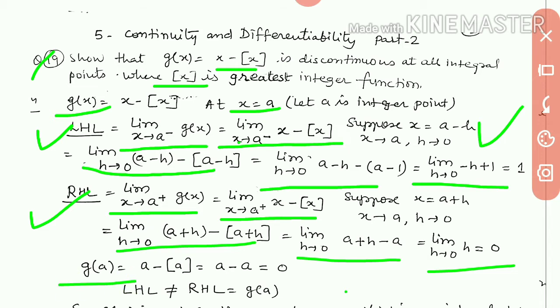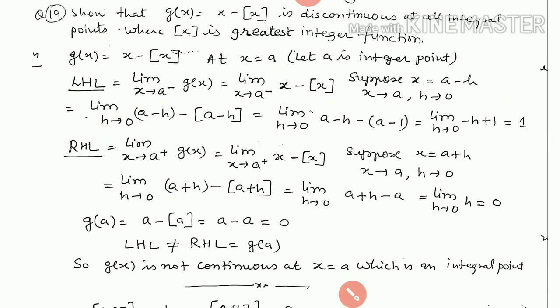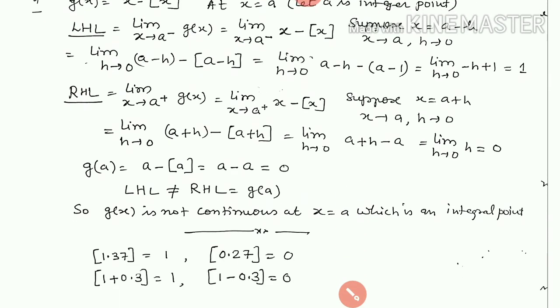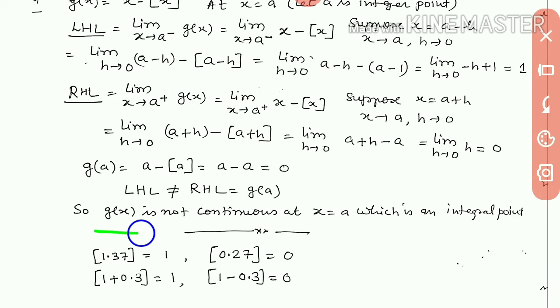Now you can check g(a): in place of x you put a only, so you get a minus a, which means 0. So the left hand limit is not equal to the right hand limit, and also not equal to g(a), so g(x) is not continuous at x equal to a, which is an integral point.